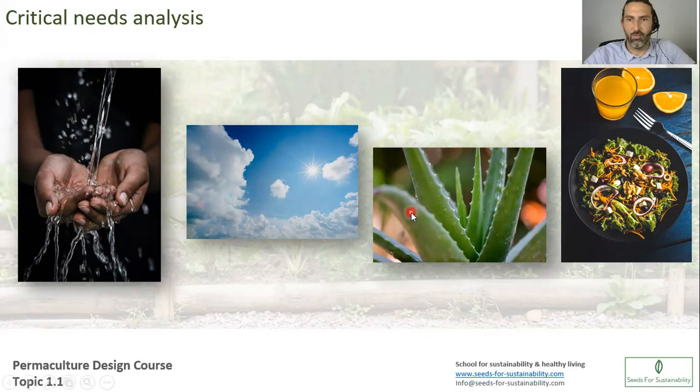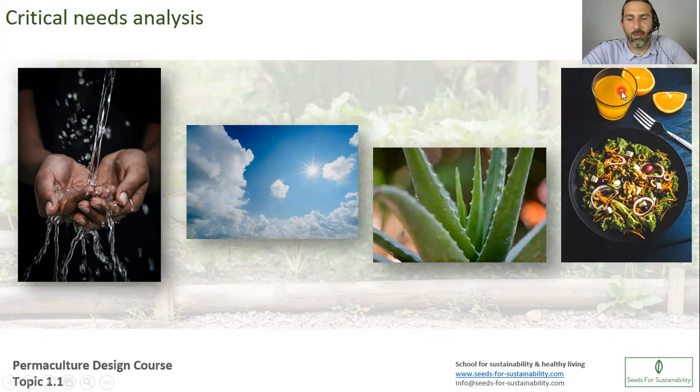Medicine. Here we have the aloe vera leaf, very important medicine. If you don't know anything about aloe vera medicine, make sure you look it up. It's amazing what this plant can do. They call it a pharmacy in a leaf. So make sure you have a pharmacy in your leaf wherever you live. You can grow them inside the house too, so it's possible. Food, obviously, critical need. Drinking, also critical need.